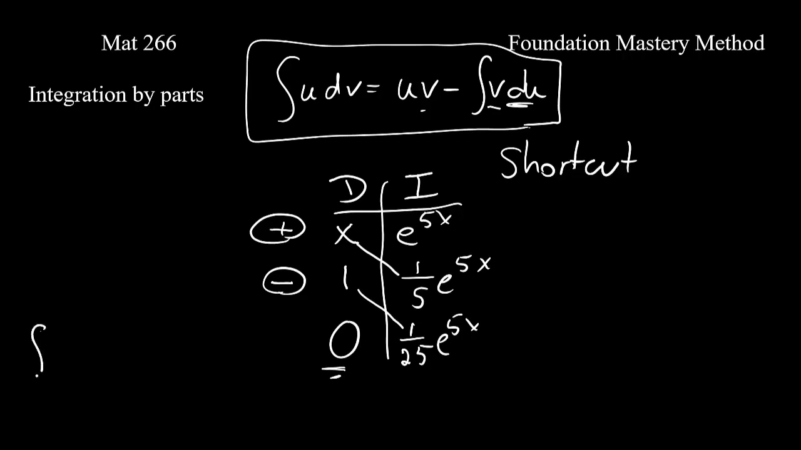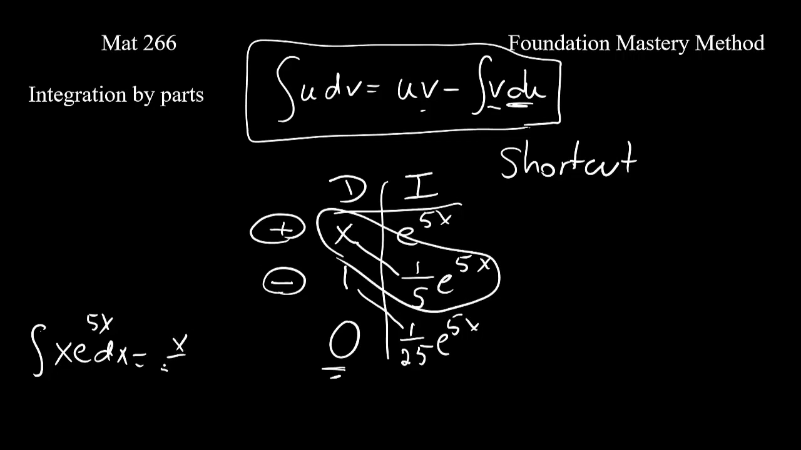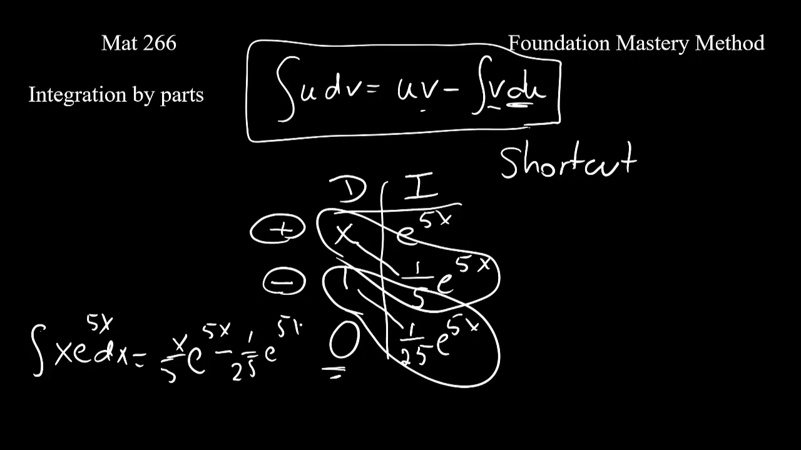So in other words, the integral we started with, x times e to the 5x, will equal this product, x over 5 e to the 5x, minus this product, 1/25 e to the 5x, and plus our constant of integration. Notice that we got the exact same result we had previously. It was just a shortcut to get to the answer.